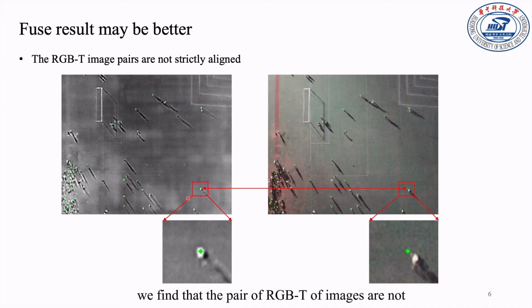Well, we find that the pair of RGBT images are not strictly aligned. Some of them exist the pixel shift. As shown in this figure, the point annotations are based on the thermal images, while the corresponding annotations of RGB images may be in the vacant space. If we choose to fuse the feature, we need to align the semantic feature in the same spatial, which is difficult only based on the point level annotations. Thus, we choose to fuse the final count from each individual modality.